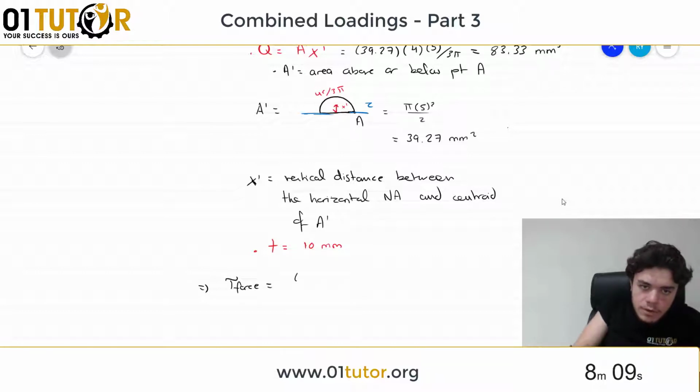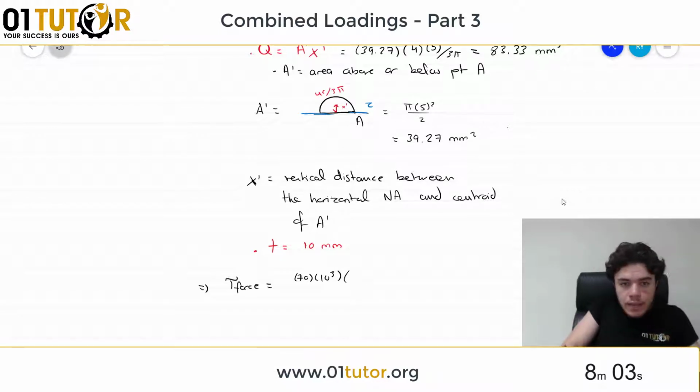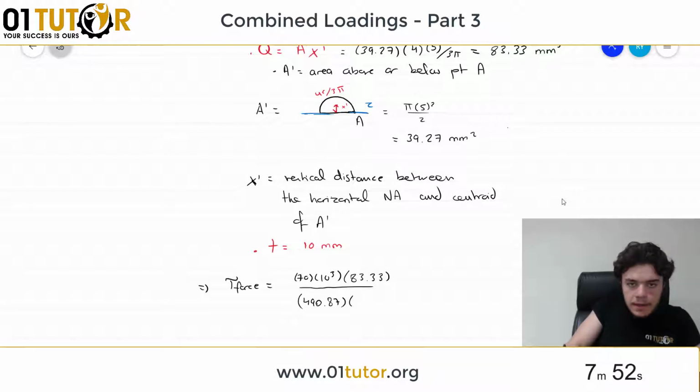And so we can find out that tau due to the force is V, which is 70 multiplied by 10 to the power 3, changed to newtons, times Q, which is equal to 83.33, over I, which is equal to 490.87, multiplied by T, which is 10, and this would be equal to 1188 megapascal.